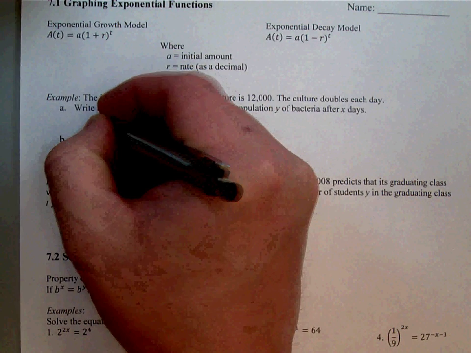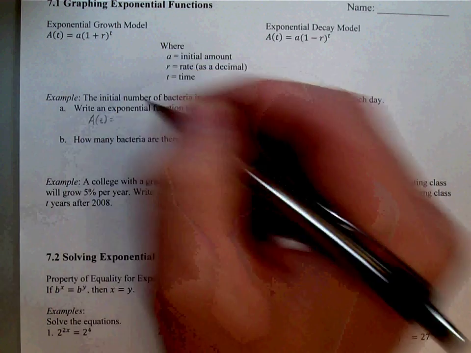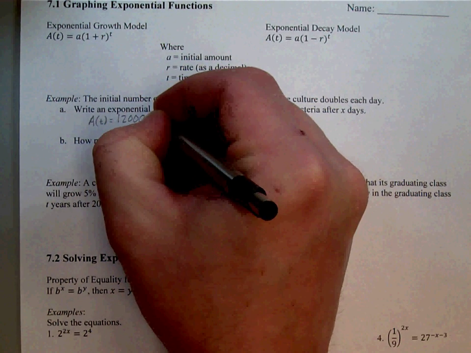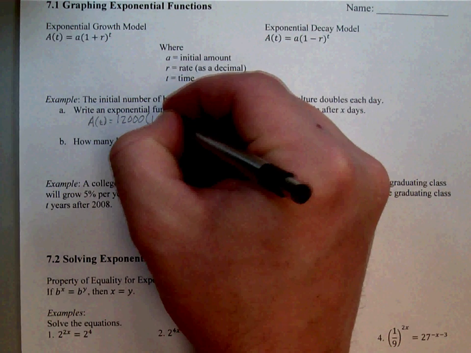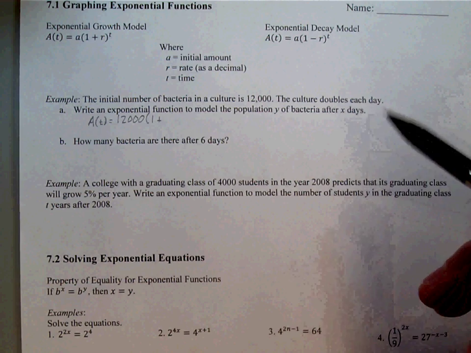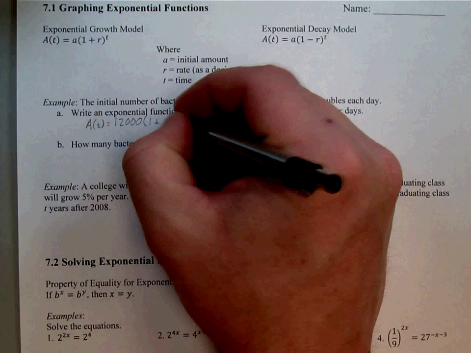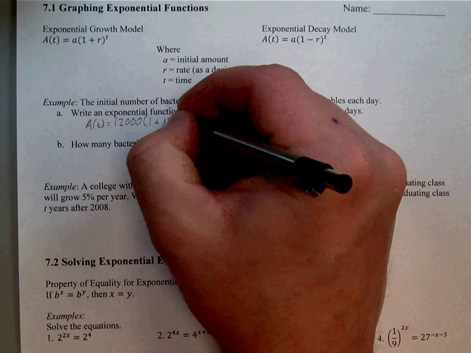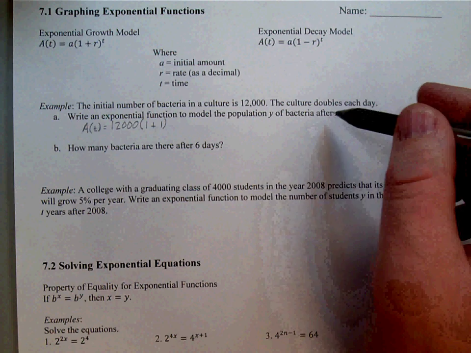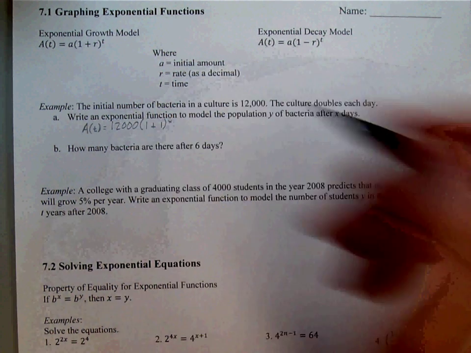So A of t is equal to the initial amount. We know the initial amount, 12,000, times 1 plus, now rate. Now they didn't tell us the rate as a decimal, but it doubles each day, so it grows by 100%. So 100% as a decimal is 1.00. To the exponent of t, we're talking about x days. We're measuring in days rather than years, but I would put that as an x.